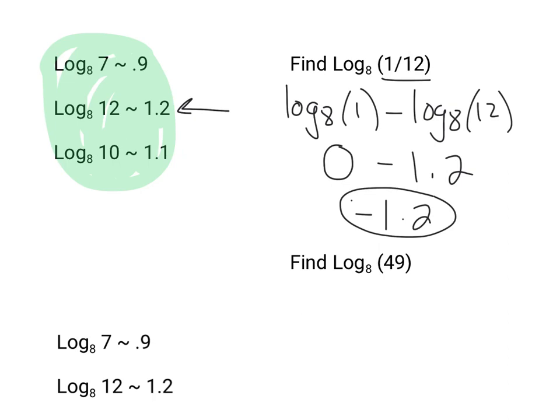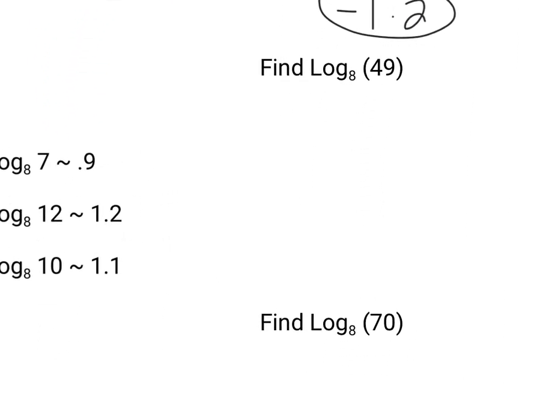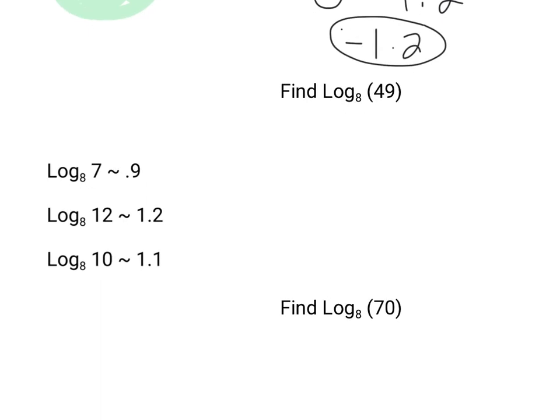Let's look at a couple more together just to see what other rules we can use. There's a couple ways I can approach this problem. I want to find log base 8 of 49. And I'm using the same information I have at the left. So I need to find a way that I can rewrite log base 8 of 49 using 7s, 12s, and 10s. Well, the first thing that jumps to my mind is that I can rewrite 49 as log base 8 of 7 squared.